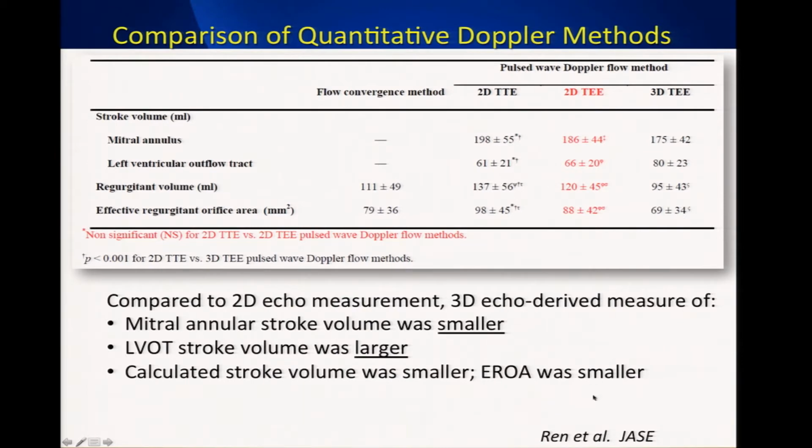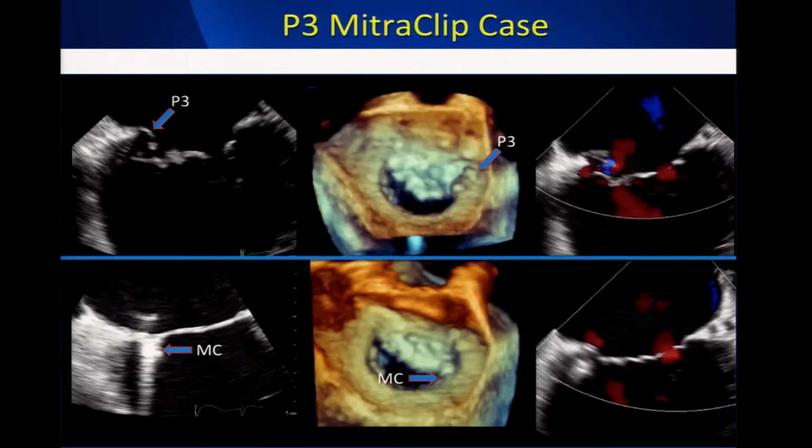In this study, which was actually published now in JASE a couple of years ago, the bottom line was, compared to 2D echo measurement, the 3D-derived mitral annular stroke volume was smaller by 3D, the LVOT was larger by 3D, and therefore the calculated stroke volume was smaller by 3D. So that suggests it really challenges the inherent assumptions of the Doppler model. That being said, it still works a lot of the time. You can still get a good sense of total cardiac output and forward Doppler stroke volume. And we've had fellows over the years that are amazing at somehow getting the numbers to always work and look good. And I'm sure it always happens the first time.